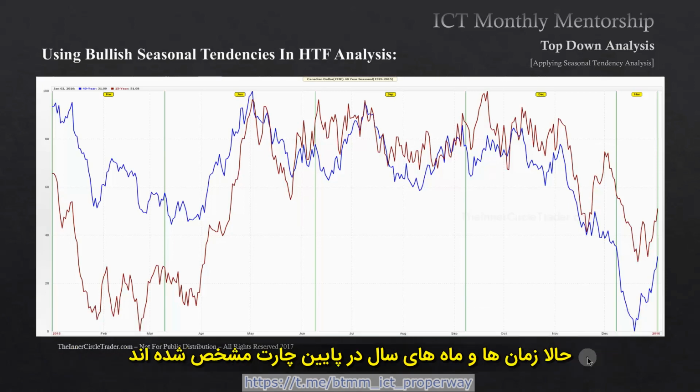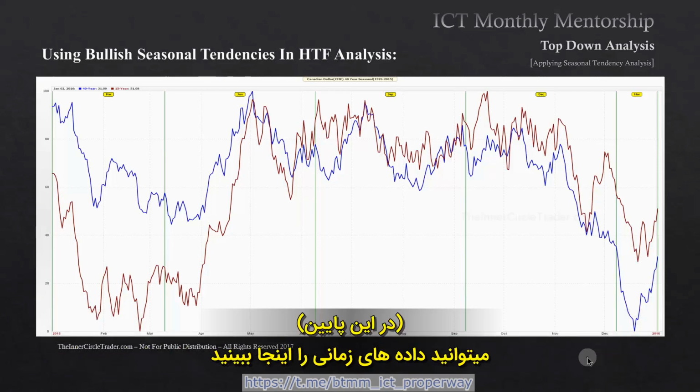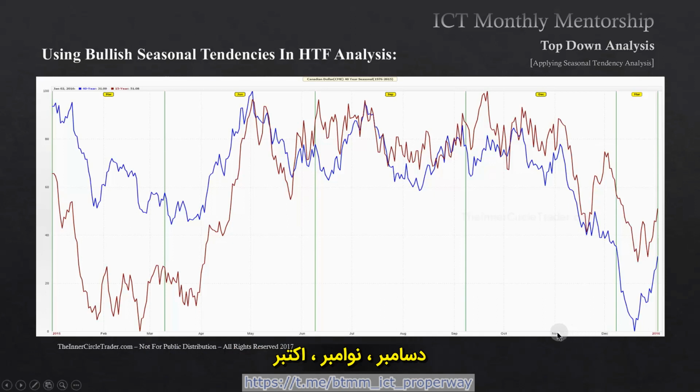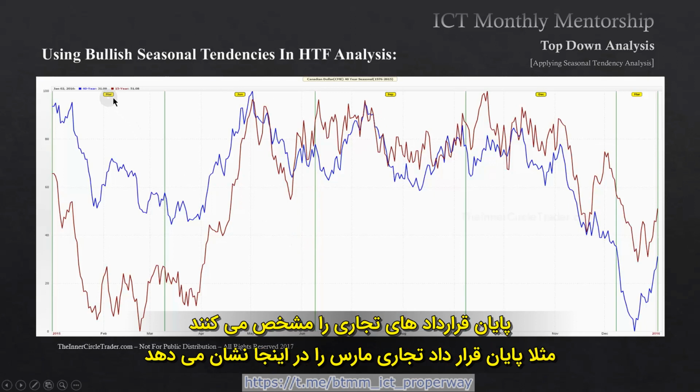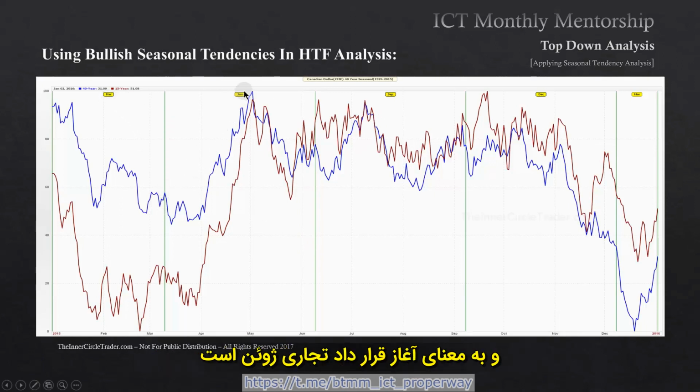Now, time of year is going to be delineated at the bottom of the chart down here. You can see it's all data. Here's December, November, October. This is all calendar month based. This is contract delivery months. And you can see the vertical lines delineating when that contract, March would end trading here. That would be the beginning of June's trading contract.